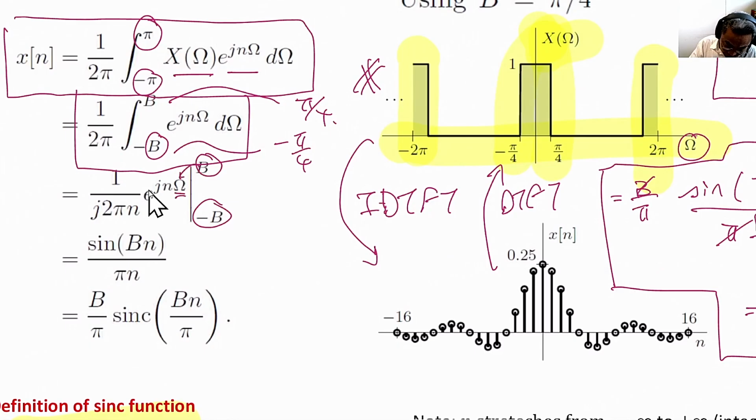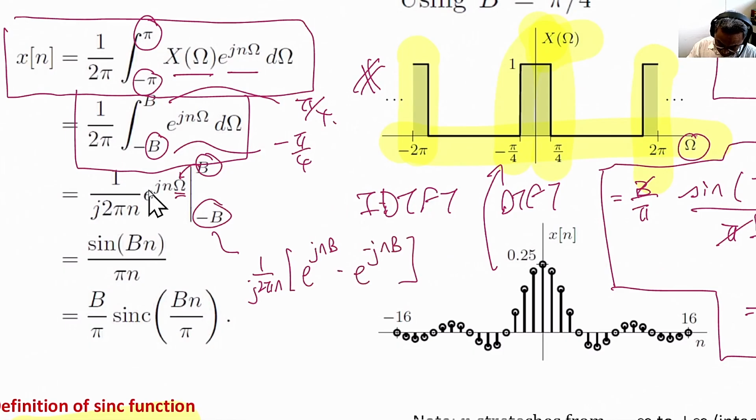So it becomes 1 over j 2 pi n times (e^(jnb) minus e^(-jnb)). Later on you realize that (e^(jnb) minus e^(-jnb)) divided by 2j is sine of bn, leaving us with n pi.